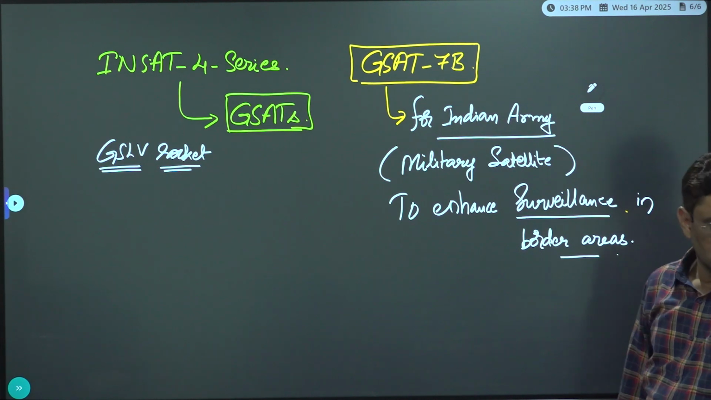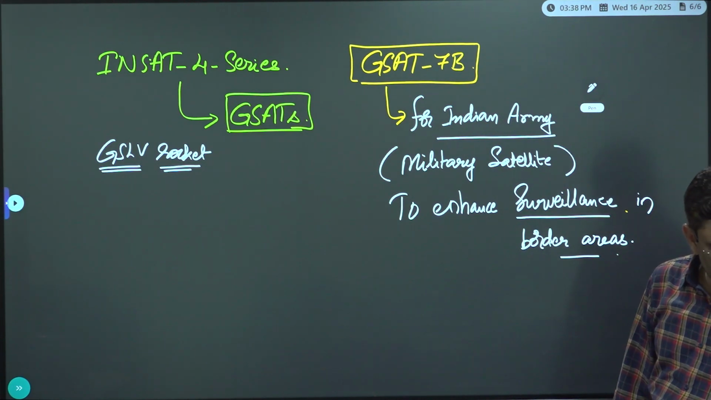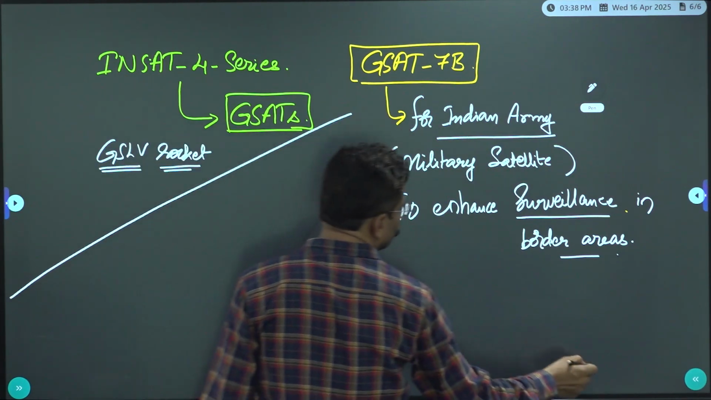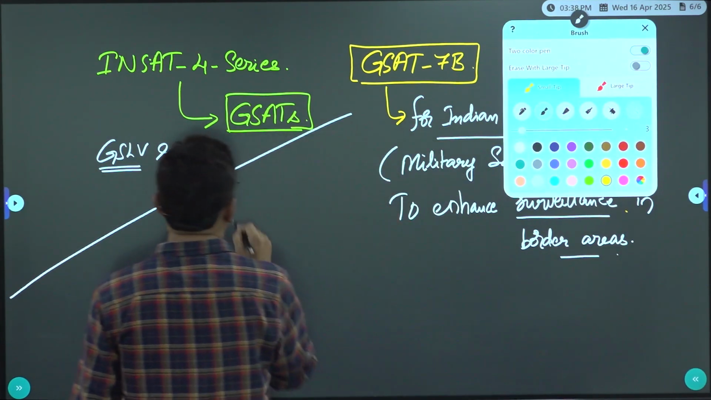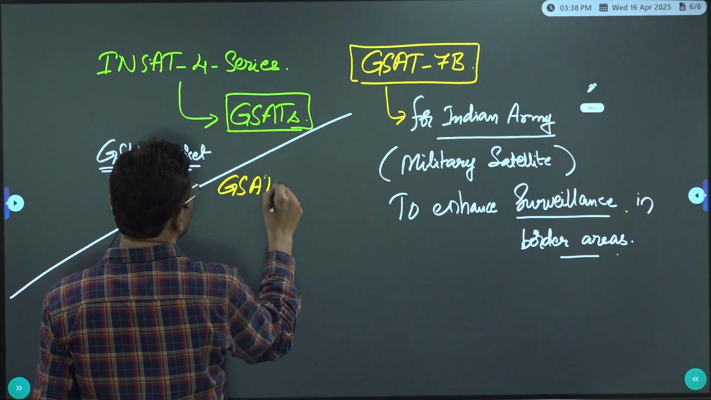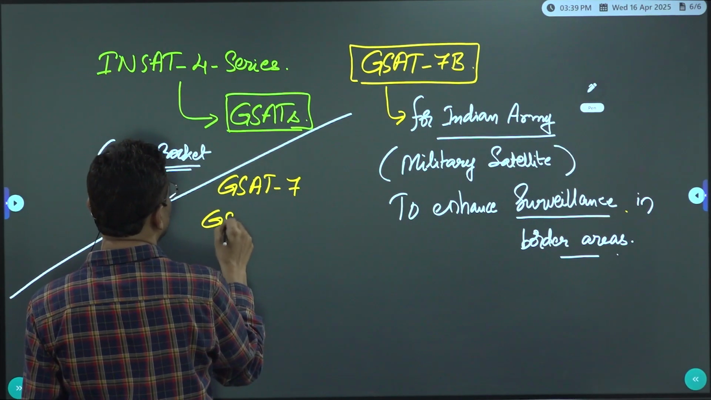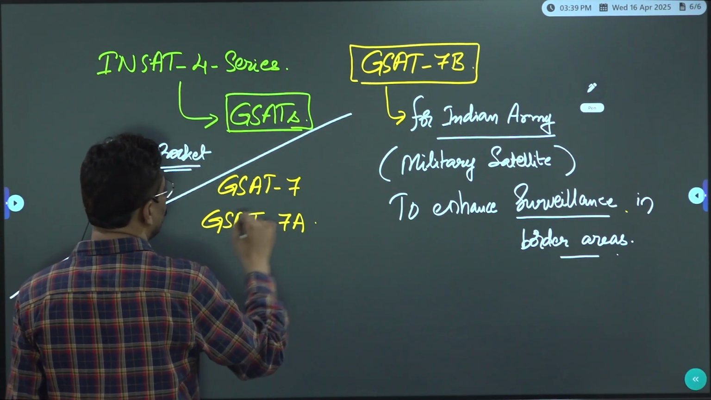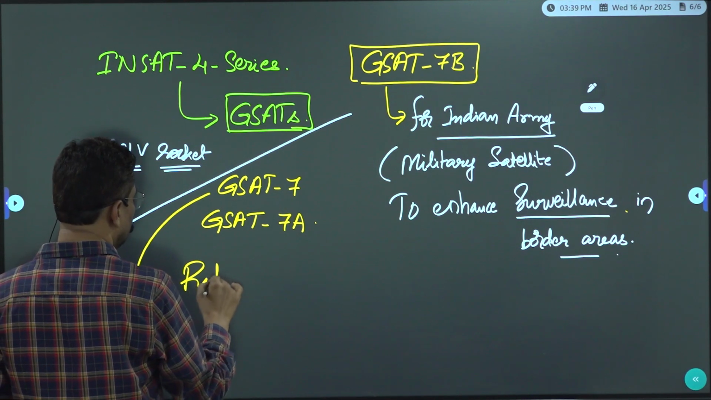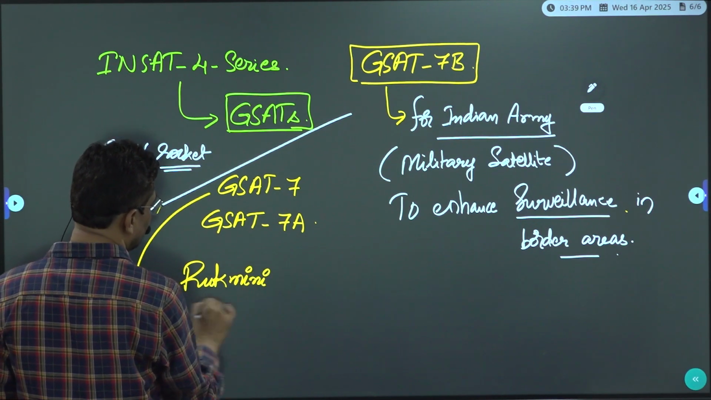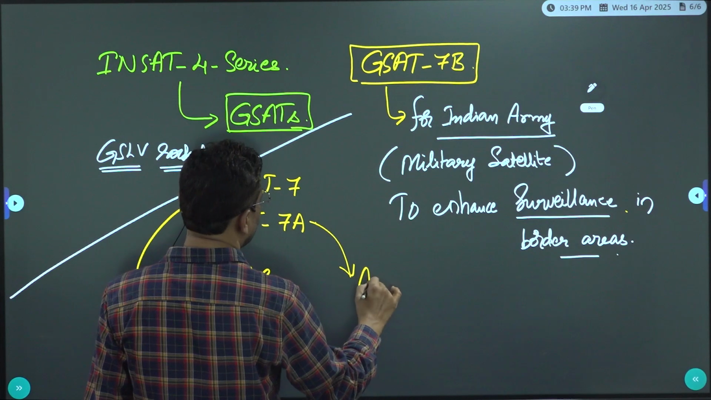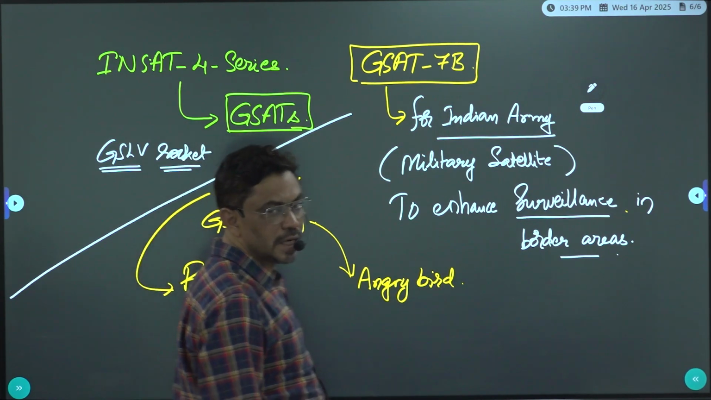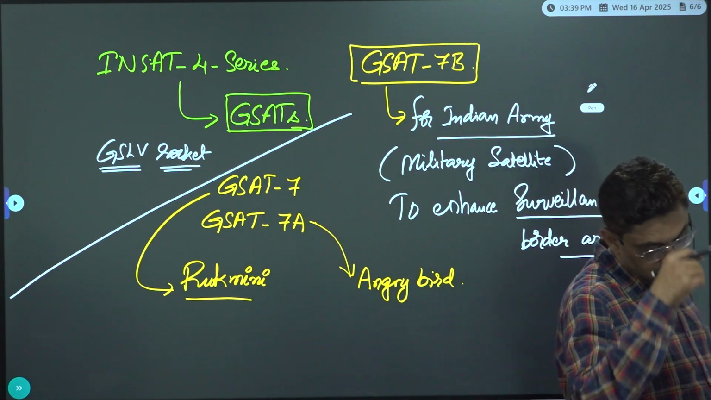Before that, India has 2 other military satellites, like GSAT 7 and GSAT 7A. GSAT 7 is called Rukmini, whereas GSAT 7A is called Angry Bird. These 2 are military satellites.